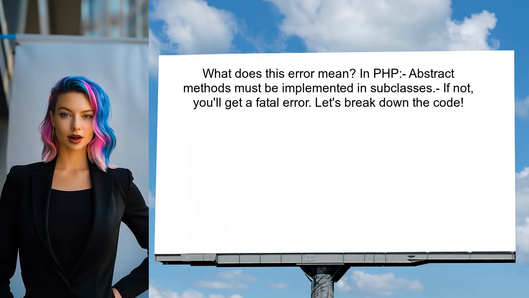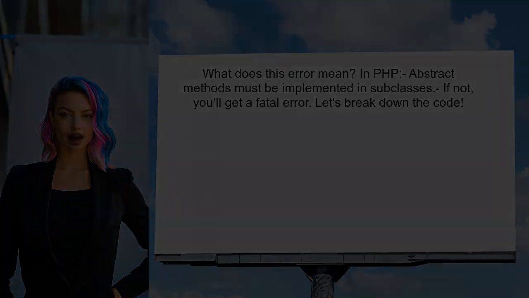So what does this error mean? In PHP, when you declare a method as abstract, it means that the method must be implemented in any subclass. If it isn't, you'll get this fatal error. Let's break down the code to see where things went wrong.